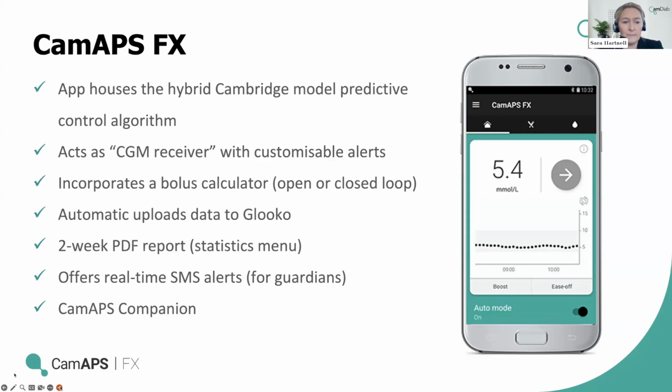You don't need to do it direct from the pump. Data automatically uploads to Gluco. There is also, if people prefer or don't have access to Gluco, a 2-week PDF report that you can generate from the statistics menu. And the system offers real-time SMS alerts for guardians, carers, and the ability to monitor via the CamAPS companion, which offers a loved one the opportunity to see the exact mirror image of what the user sees on their screen if they link to their account.